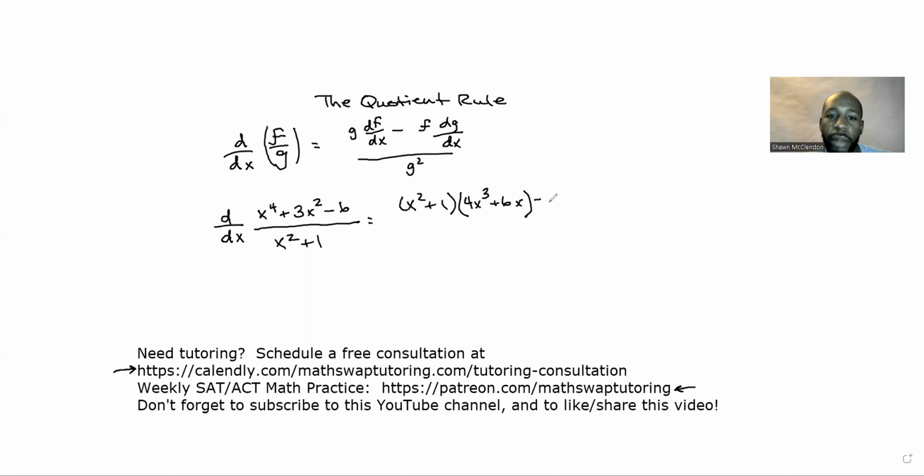So minus the top times the derivative of the bottom. The derivative of x squared is 2x, and the derivative of 1 is 0. So this is 2x, all over the bottom squared, x squared plus 1 quantity squared.